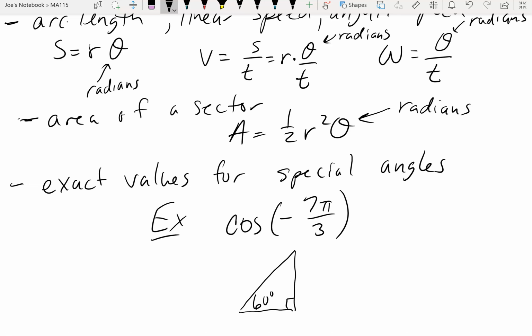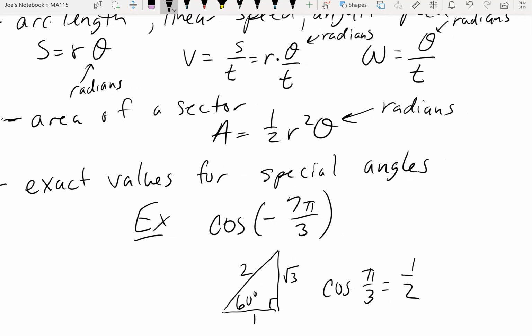Okay. So the opposite side from the 60-degree angle is the one that has the square root of 3 in it. Remember, the opposite side from the 60 is the one that has the root 3 in it. So if I want cosine of pi over 3, what do I have? That's sine, right? Cosine is the adjacent. How do I get those?